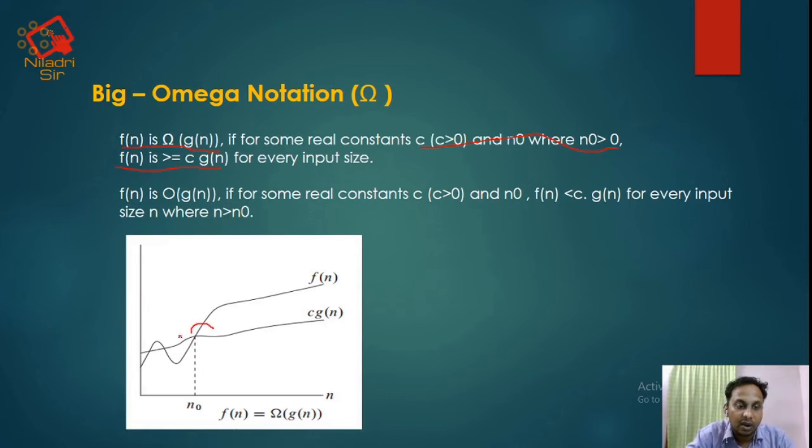So Fn is order of Gn at this point, okay. So Fn is greater than here, okay. In our previous example we have seen that Fn is less than, okay, but in this big omega notation, Fn is greater than C of Gn, okay.